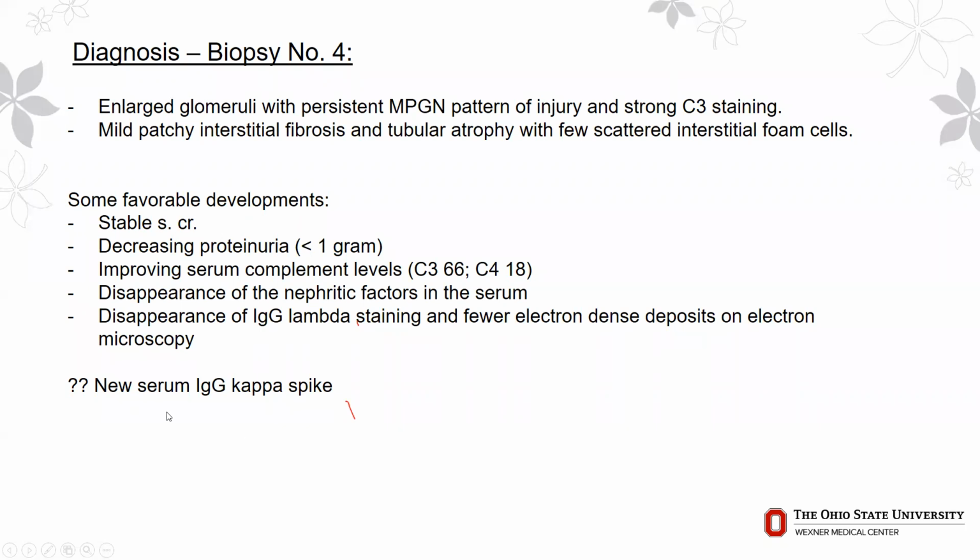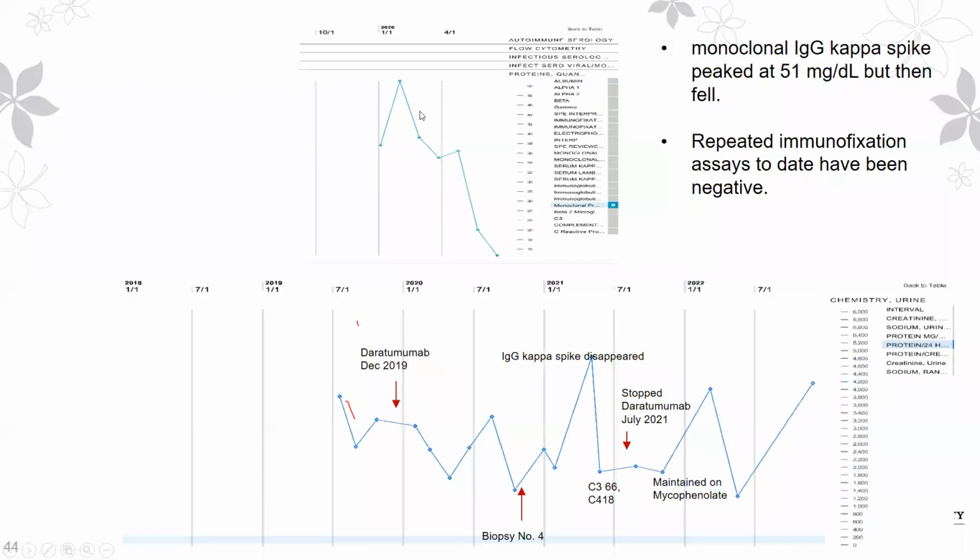So what was that new IgG serum spike? I'm sure you all have guessed. It came after starting daratumumab. It reached a peak of about 51 milligram per deciliter, but then it began to fall and it actually disappeared. It went away. On the repeat immunofixation, we did not find it, which is a good thing.